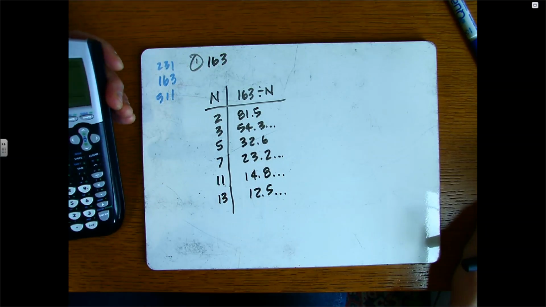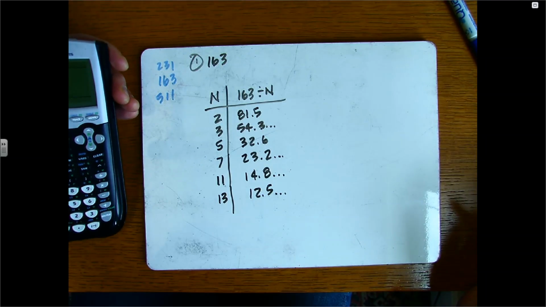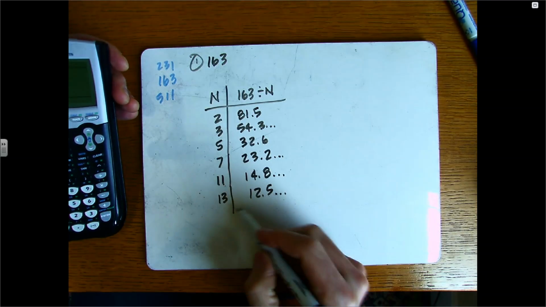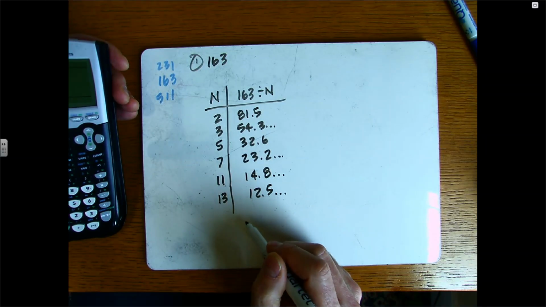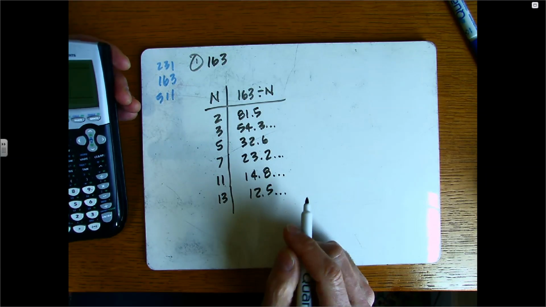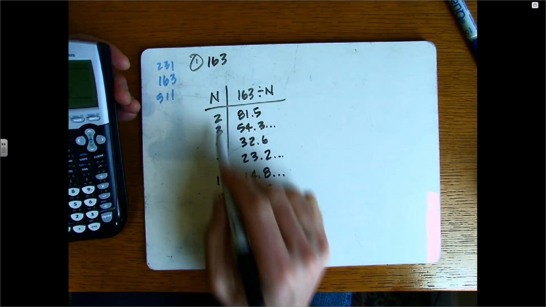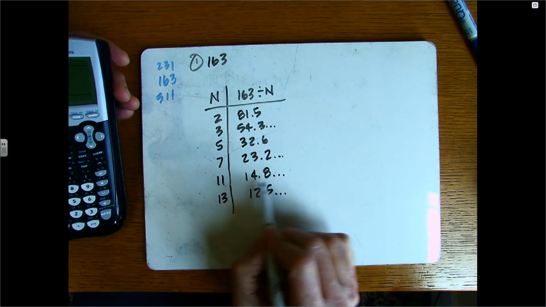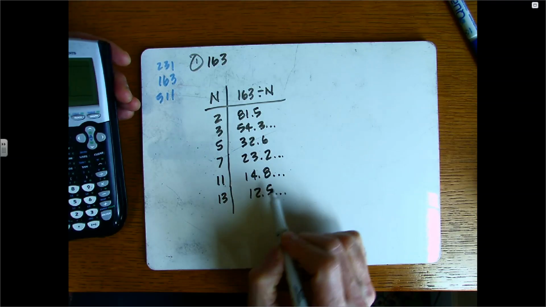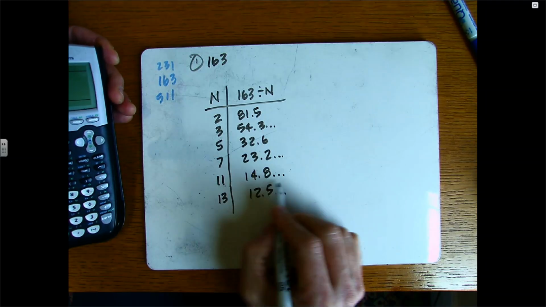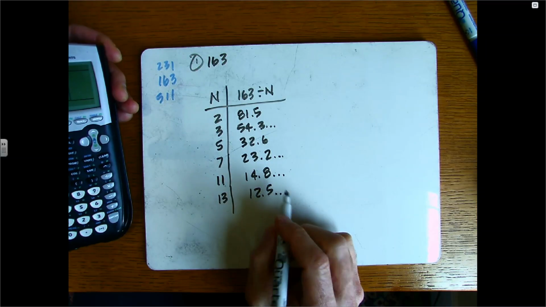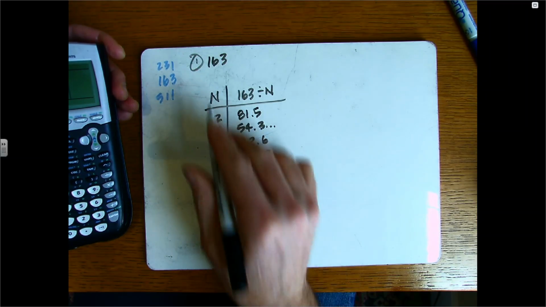And I would argue that at this point we're done. The reason I would argue that is because you can see we've reached some sort of a turnaround spot between 11 and 13, where prior to 11, the divisor was less than the quotient, and after 11, the divisor was greater than the quotient. So someplace in here we've reached a turnaround point. And of course, that turnaround point is the square root of the number.